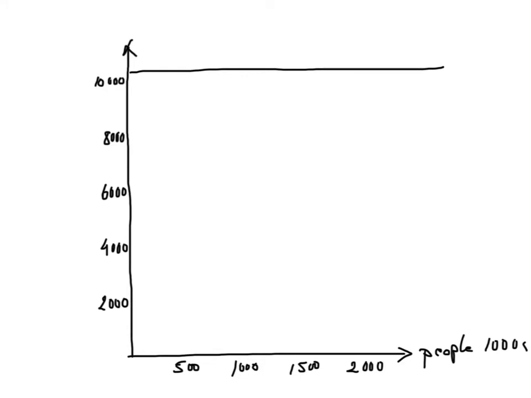If no one is using the bridge, if the price is put so high that no one uses it, we will have a zero consumer surplus, and if we decrease the price and increase the number of users, it will step by step reach the maximum level of 10 million. So this is the way the consumer surplus varies with the number of users.